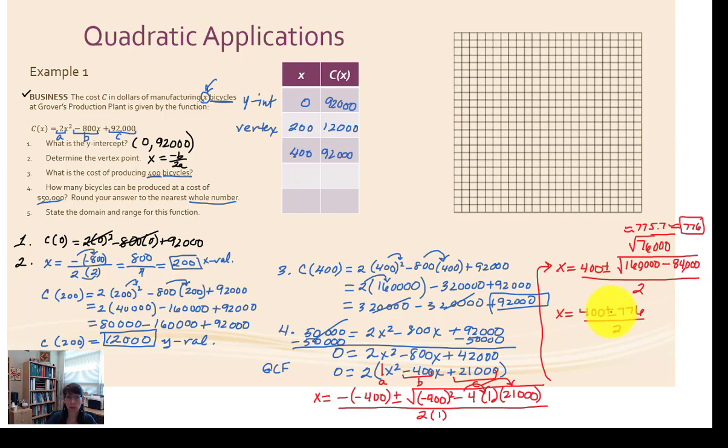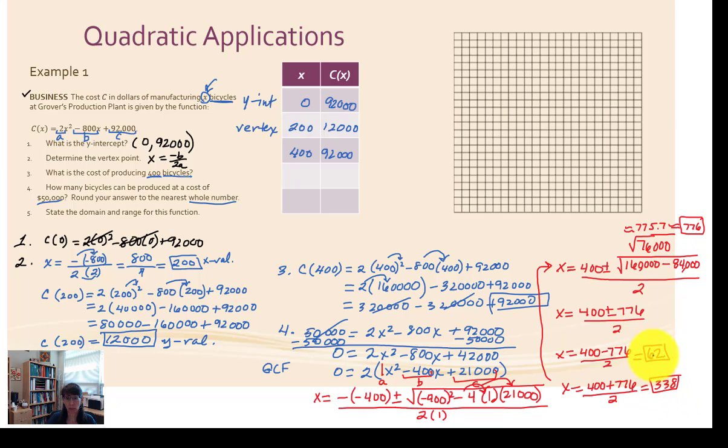Now we'll be able to break this apart with that plus minus sign to come up with the two different x values. We'll have x equals 400 minus 776 divided by 2, and x equals 400 plus 776, all divided by 2. When we use subtraction, our answer is 62. When we use addition, our answer is 338.